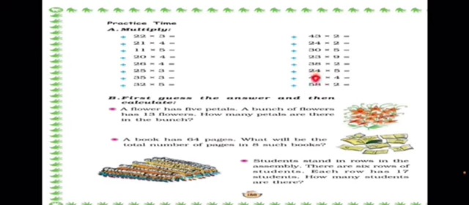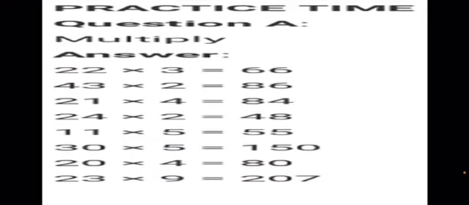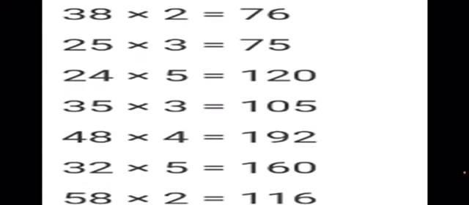24 multiplied by 5. So again 20 plus 4. So 20 multiplied by 5 is 100 and 4 5s are 20. So 100 plus 20 is 120. Yes, 120 is the answer.